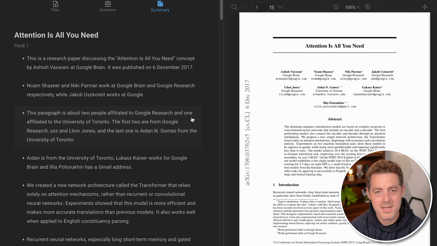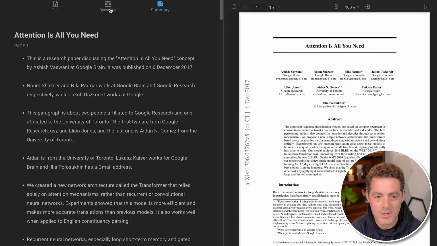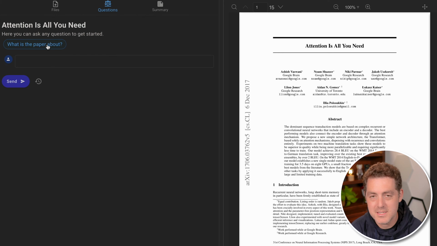Now, here is a very sophisticated, complex research paper called Attention is All You Need. This was actually a monumental paper that started this new generation of AI. ChatGPT is based on the research found in this paper. Now, it takes this complex research paper and provides a summary, just as we've seen. And you can also ask it questions, like always. What is this paper about?